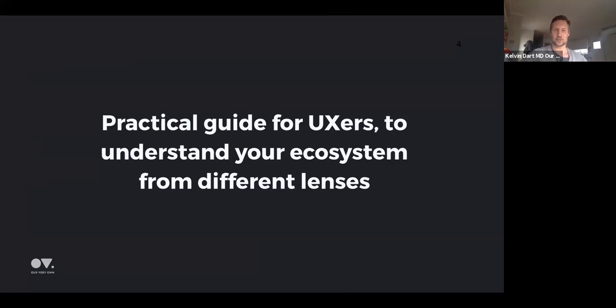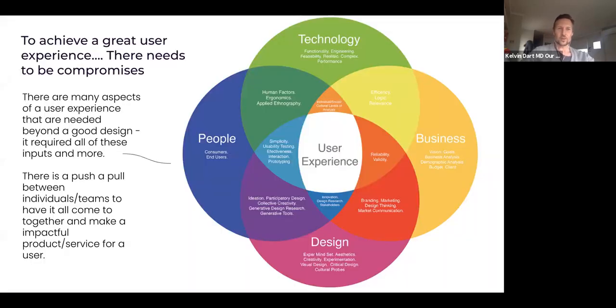But really today's focus is succinctly a practical guide for UXers to understand your ecosystem from different lenses, and again for non-designers to also understand not only where UX sits, but how we can help get the best out of UXers and their practice. So we all want to achieve a great user experience, but the thing that I'll reiterate, possibly ad nauseam through this presentation, is the need for compromise and the need to understand the constraints in which you work.